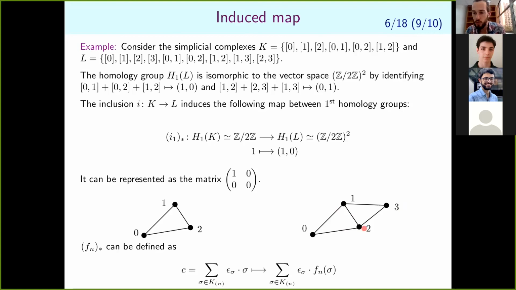Well, so I1 star is a map between a vector space of dimension 1 to a vector space of dimension 2. And we just send this cycle to this cycle. So you send 1 here to (1, 0). And any linear map can be written as a matrix. So the matrix here will be (1, 0).